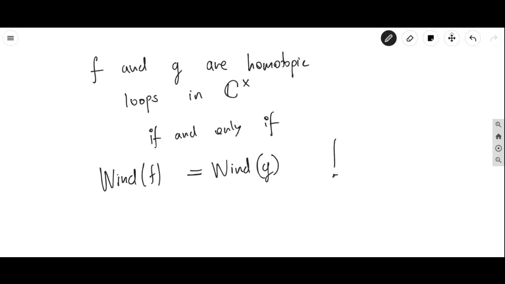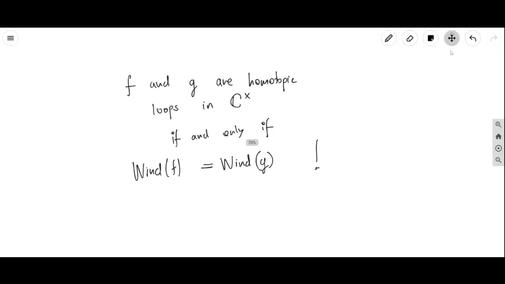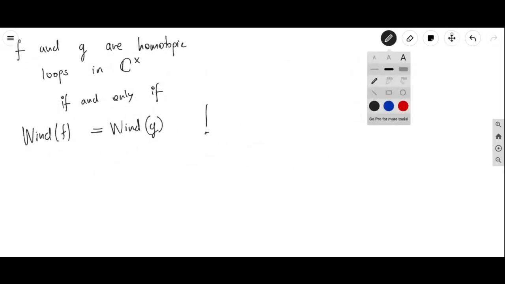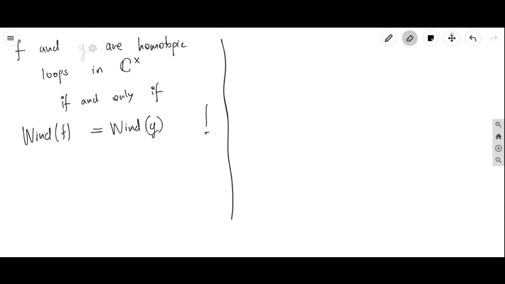So that is the surprising result. Two loops are homotopic if and only if they have the same winding number. And we're going to prove it. And then from here, the theorem follows immediately. If you're willing to accept that two loops are in the same homotopy class if and only if they have the same winding number, then you have the following isomorphism.